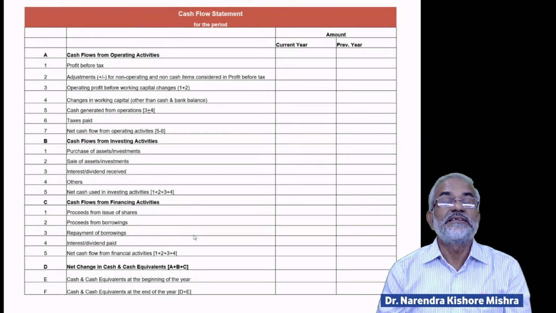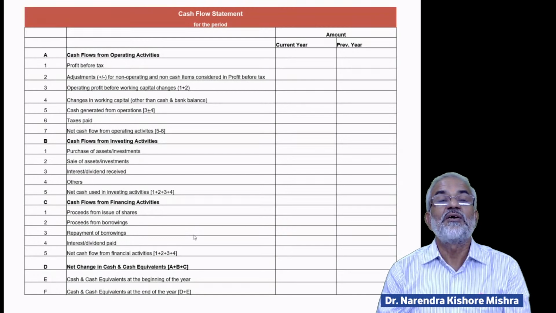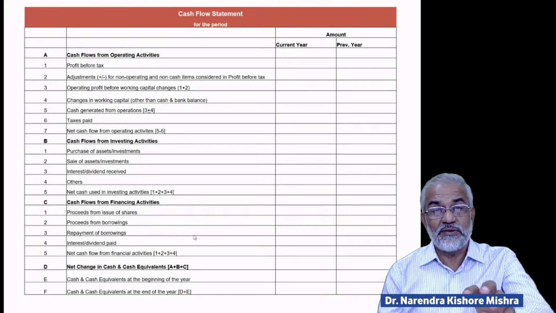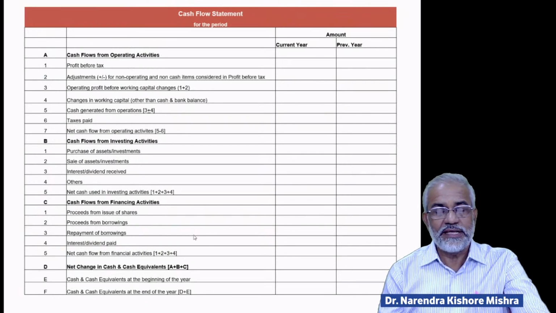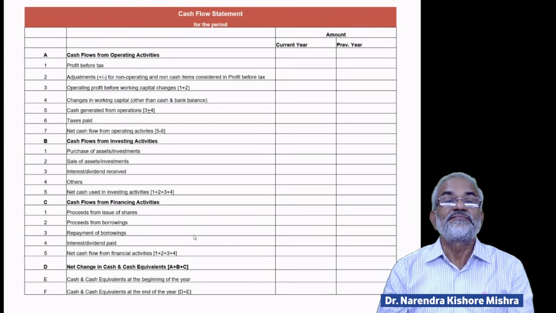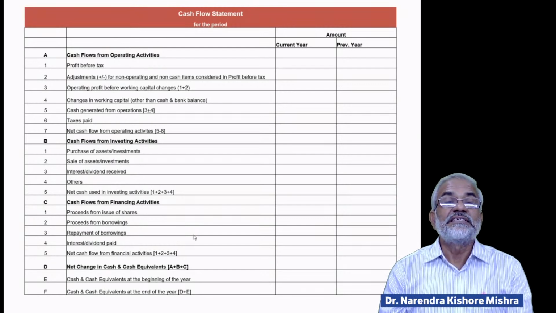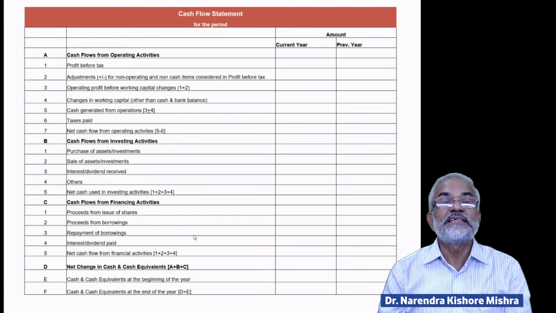Then taxes paid, that means the income tax paid on whatever tax liability is there, and when that is being paid, that has to be taken into consideration here. The resultant would be the net cash flow from the operating activities. This is the concise format of determining the operating flow of cash. Then the second item is cash flows from investing activities.